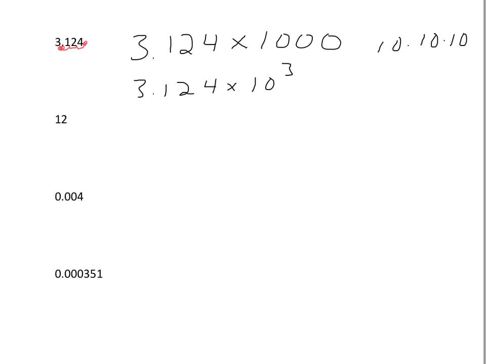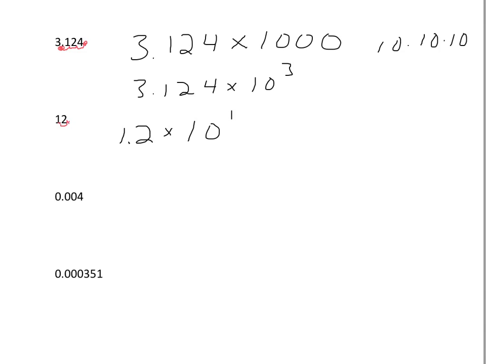So here's a number like 12. I'm going to change this into scientific notation by writing the decimal point after the 2 where it goes. Move it over 1 to the left. Now I've got a number 1.2 that's in between 1 and 10. So 1.2 times, how many did I move the decimal over? 1. So I only need 10 to the 1.